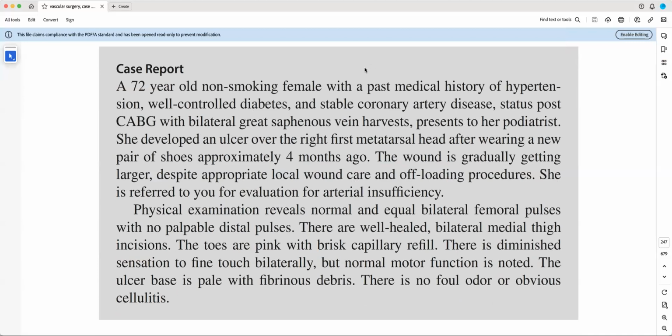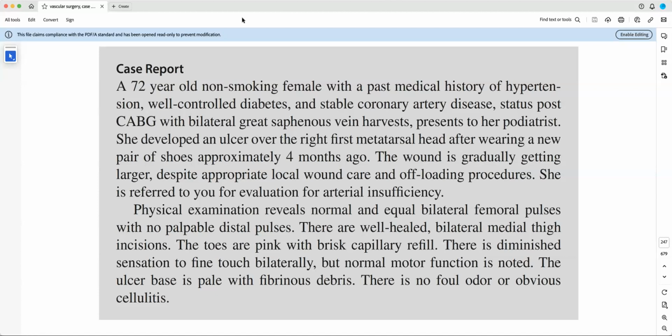Yes. A case report: a 72-year-old non-smoking female with past medical history of hypertension, well-controlled diabetes, and stable coronary disease status post-CABG with bilateral great saphenous vein harvest. She developed an ulcer on the right first metatarsal head after wearing a new pair of shoes approximately 4 months ago. The wound is gradually getting larger despite appropriate local wound care and offloading. She is referred to you for evaluation for arterial insufficiency.